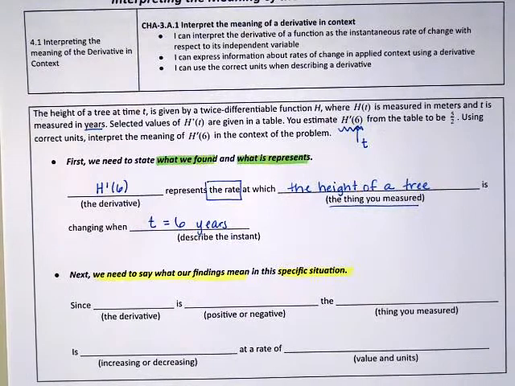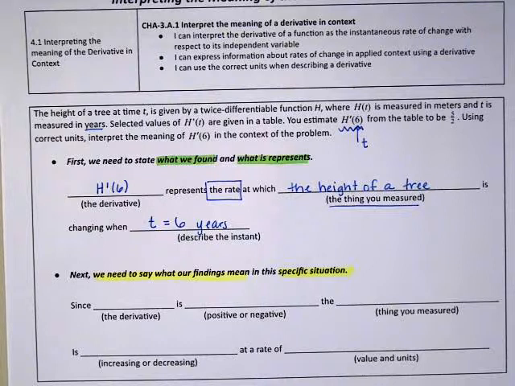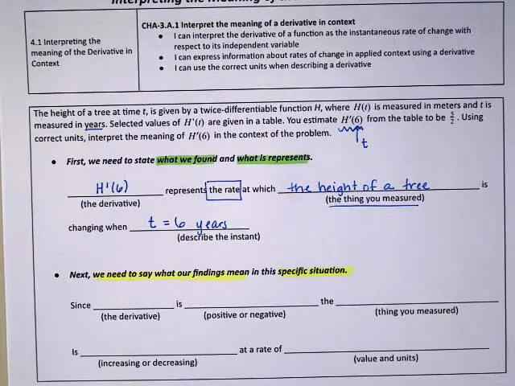So this first sentence is just, what did you actually find? I found h prime of 6, which represents a rate. It's the rate at which the tree is changing at that specific moment in time. And all that this is doing is giving us the definition of a derivative in this specific context. Now we need to say what it means. Now the difference here is that we're not going to just say, I found a rate. We're going to say, what does that rate mean?